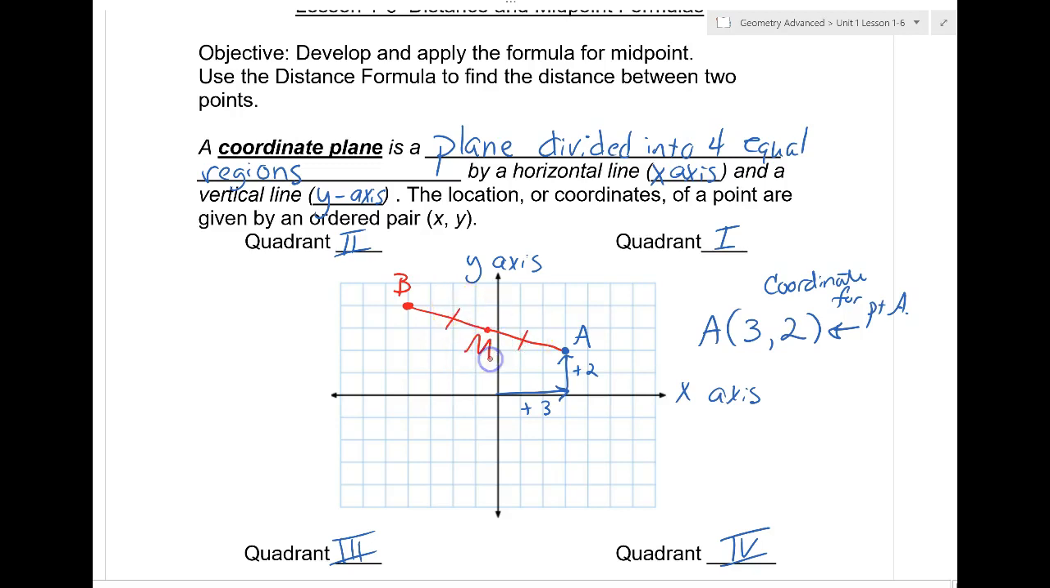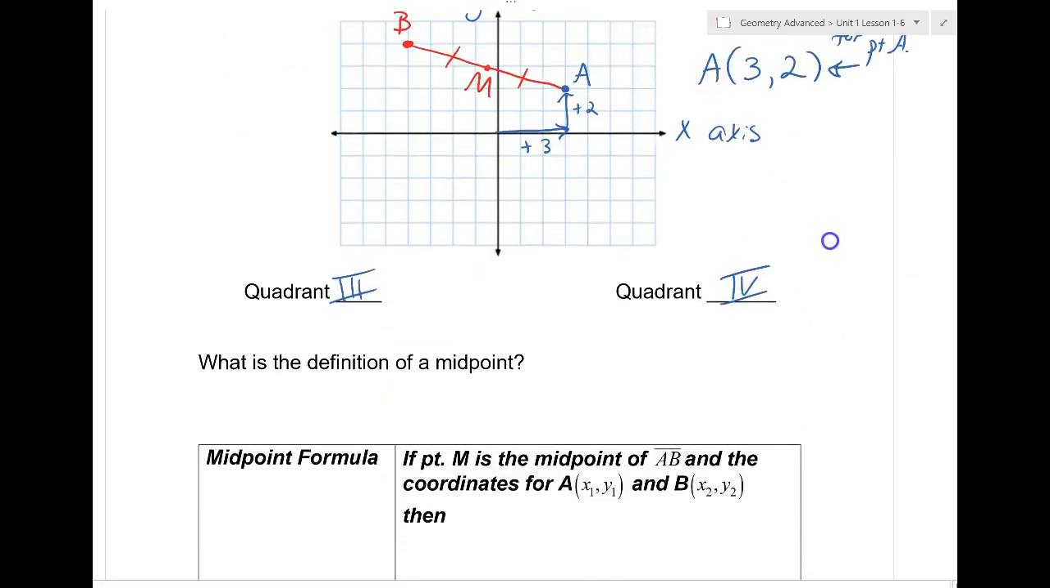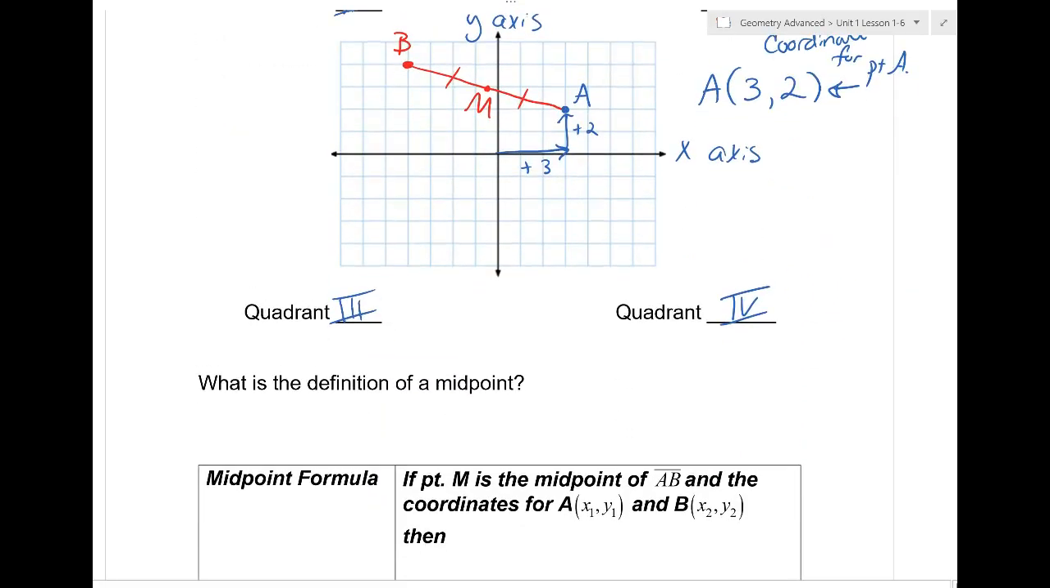So I'm looking for that midpoint. But I don't want to have to sit there and draw it and try to calculate every single time. I want a fast, easy way. That's when we use the midpoint formula. So that's where we're going. Now let's see if we can do a review, because this is going to be on your test, plus it's what we're really doing. What is the definition of a midpoint?